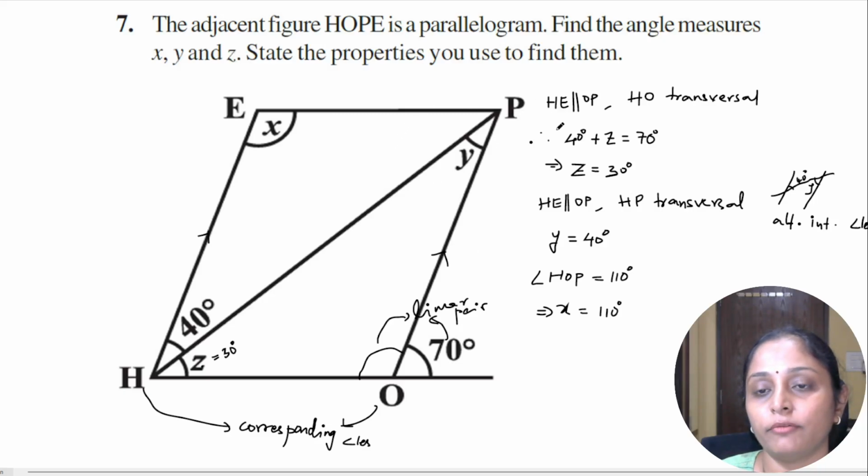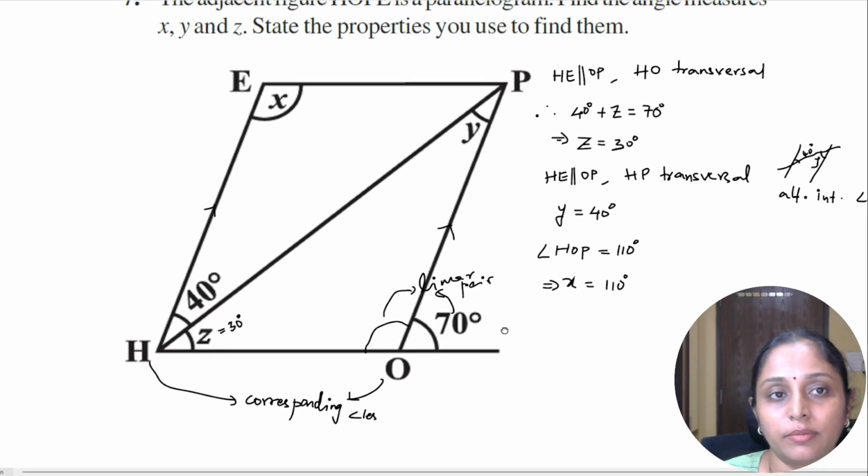State the properties you have used to find them. So for finding Z, what did we use? We used the property that the corresponding angles are equal in measure when you have two parallel lines, right? That is the property we used. And to find Y, we used again alternate interior angles are equal in measure. And in order to find X, we use the property opposite angles in a parallelogram are equal in measure, right? So that is about the seventh question.